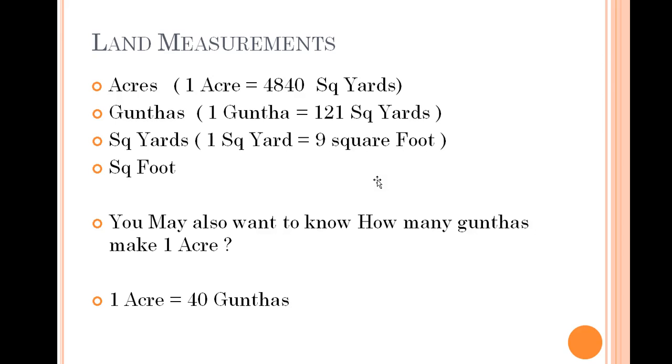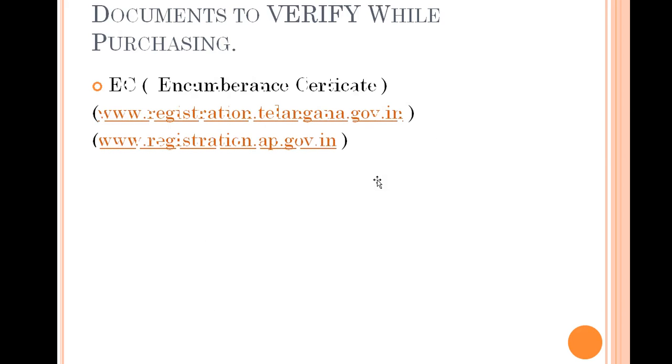So you have decided what kind of land you want to purchase, what the different kinds of lands available are, and now you know the land measurements, right? Next, documents to verify while purchasing. This is very important. The one thing is the encumbrance certificate. We call it an EC.